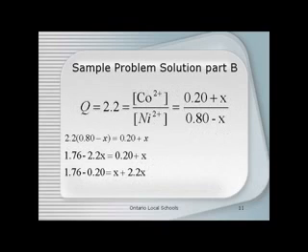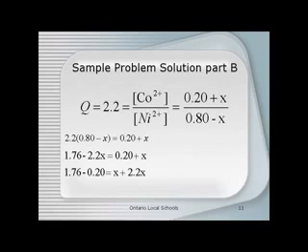So here is how we solve for x. I take both sides of the equation and multiply by 0.80 minus x. And so I get 2.2 times 0.80 minus x is equal to 0.20 plus x. I simplify that. 1.76 minus 2.2x is equal to 0.20 plus x.